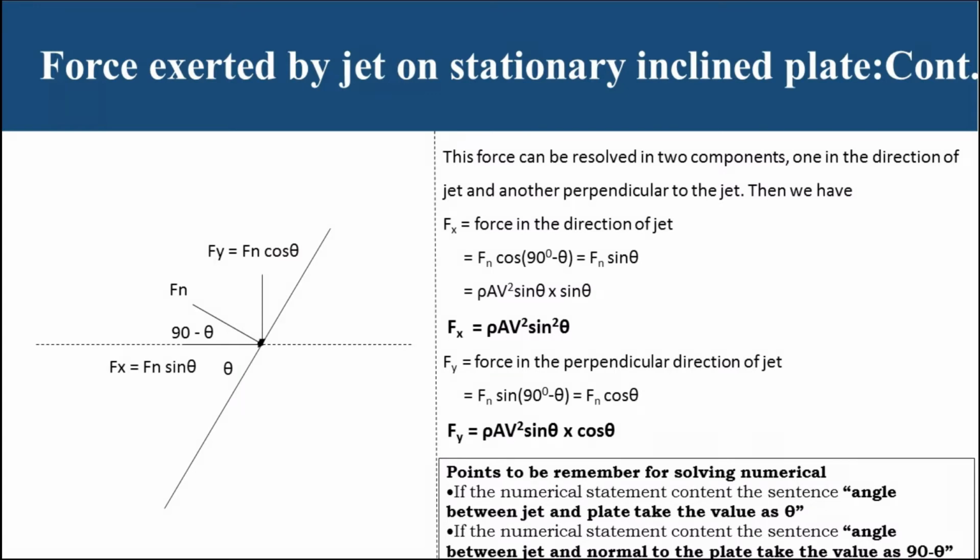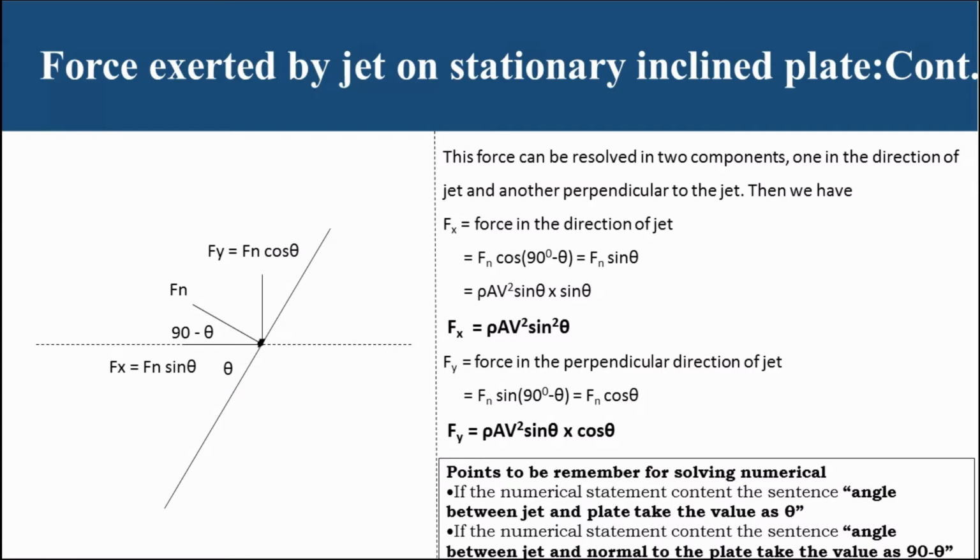But if the problem uses "angle between the jet and normal to the plate," then, with this as the direction of the jet and this as the normal to the plate, the angle they are talking about is 90 minus θ. So in that case you are supposed to take 90 minus θ. Basically, whatever the given value of the angle, it will be 90 minus θ.